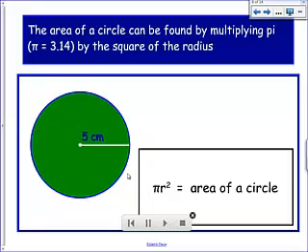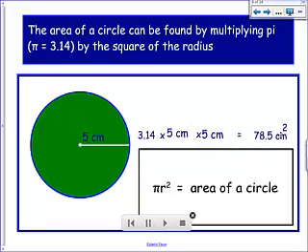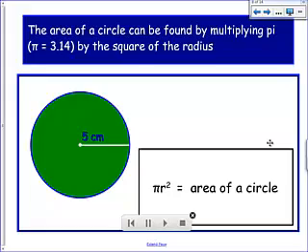If this was a 5 centimeter radius, the equation would look like this. 3.14 times the radius, which is 5 centimeters, right? But it's not just 5 centimeters, it's 5 centimeters times 5 centimeters, okay? So let's see how that works out. 3.14 times 5 centimeters times 5 centimeters, that's 78.5 centimeters squared. Remember, we're talking about area, so now we're talking about square centimeters. Do you want to go over that again?